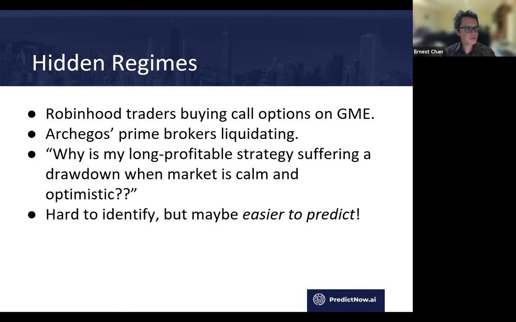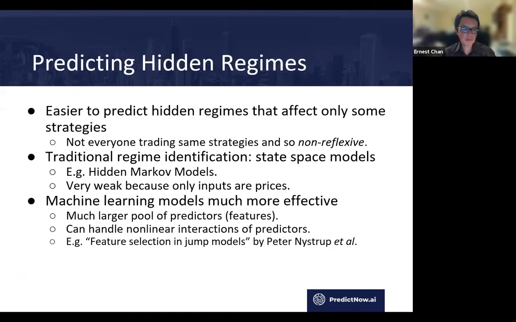So these hidden regimes are not easy to identify. They are not observable. They may only affect certain strategies. They may benefit some strategies and negatively affect other strategies, but they may have no impact on yet other strategies. These hidden regimes, therefore, are hard to identify, but actually they could be easier to predict using a large number of factors. So our job as financial machine learners is to predict these hidden regimes.